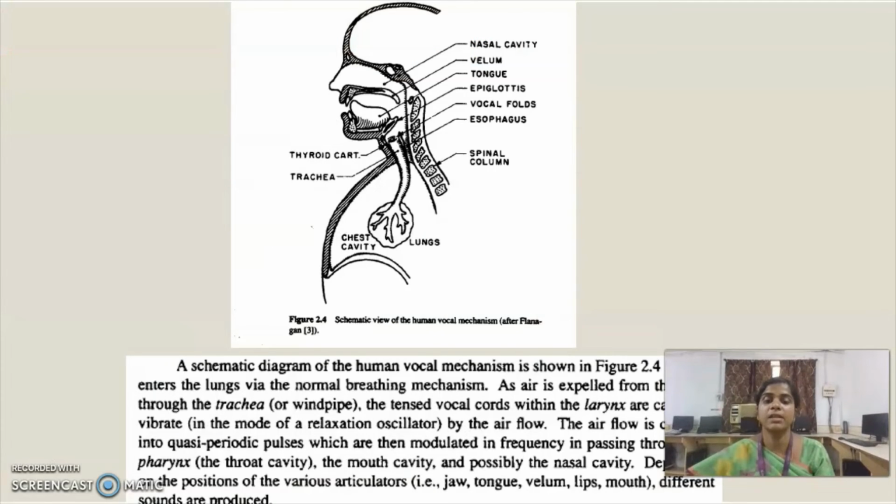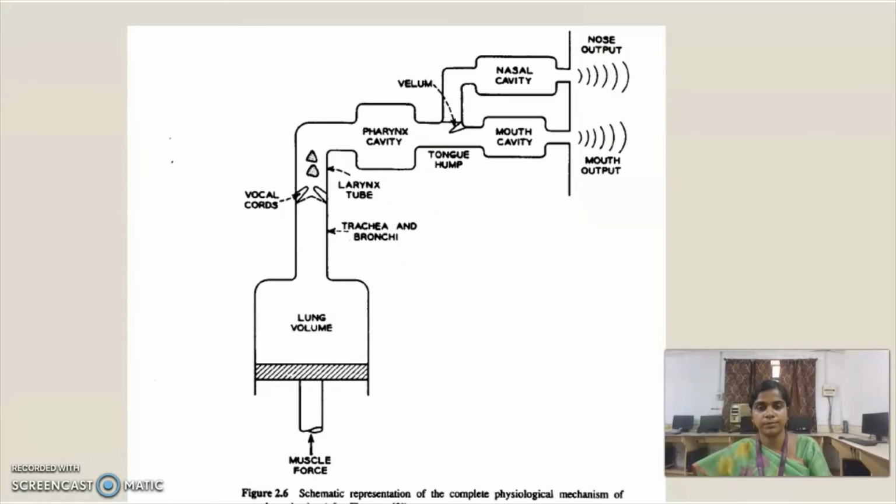Here is the schematic view of the human vocal mechanism, or the mechanism of speech production. As I said, the quasi-periodic pulses are the result of the airflow through the trachea. These quasi-periodic pulses are then modulated in frequency as they pass through the oral cavity, the mouth cavity, and part of it through the nasal cavity as well. And we have a lot of articulators that are responsible for speech production, namely the jaw, tongue, lips, mouth, and velum. All of them have their own important contribution towards speech production.